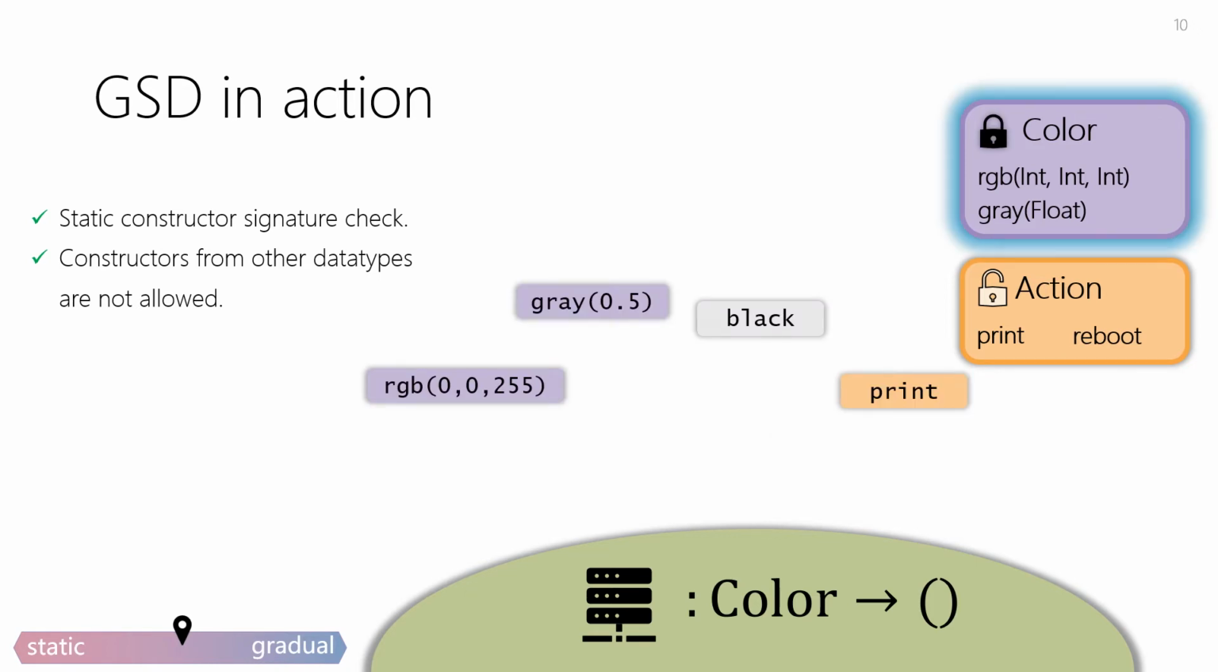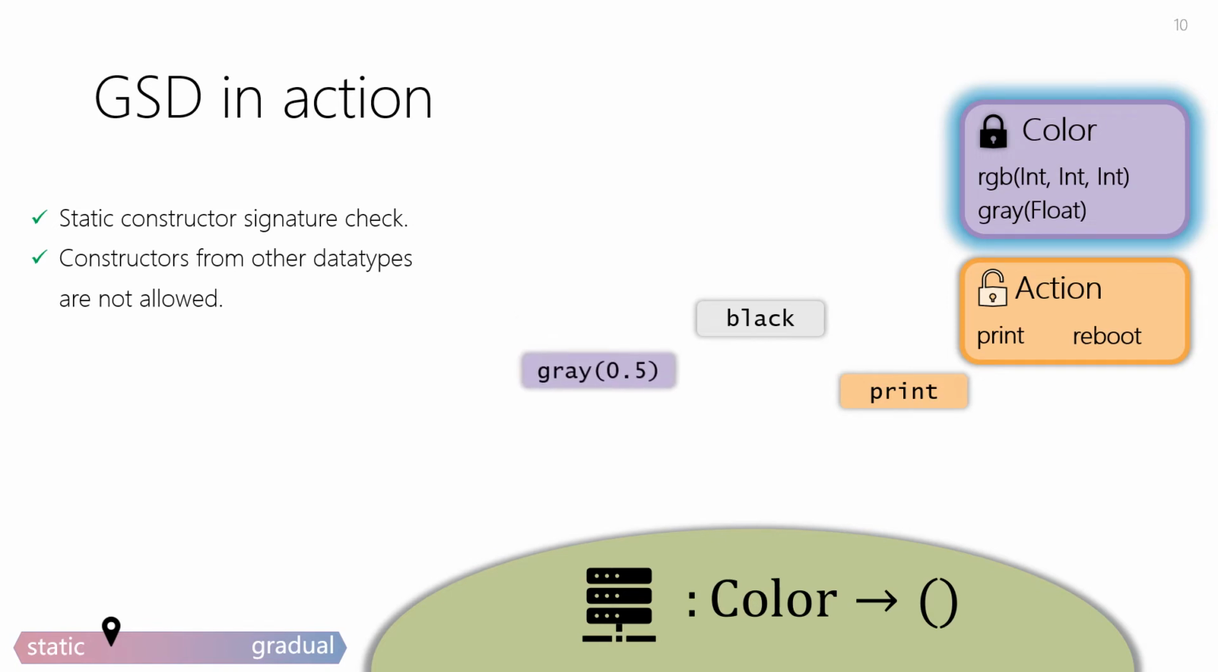Closing color seals the constructor set of the data type, allowing, among other things, for exhaustiveness checking. Unclassified data no longer can pass as if it were a member of the color data type, making a call to the server with the constructor black a static type error.